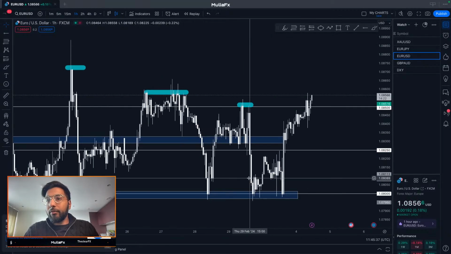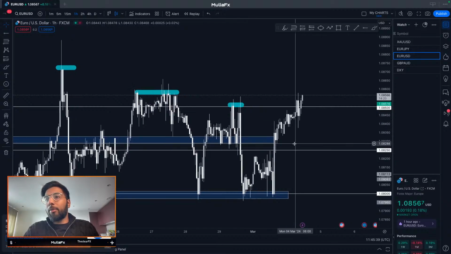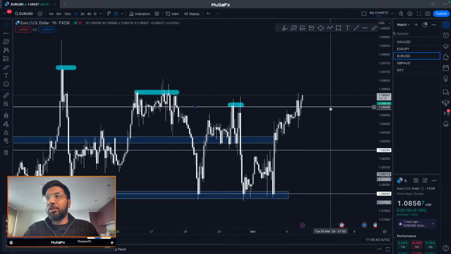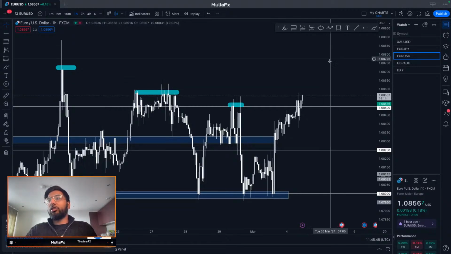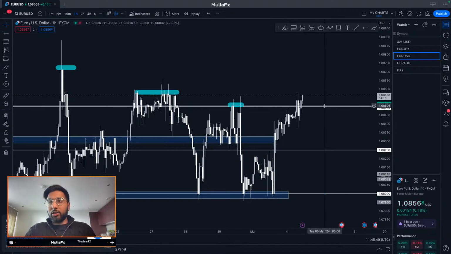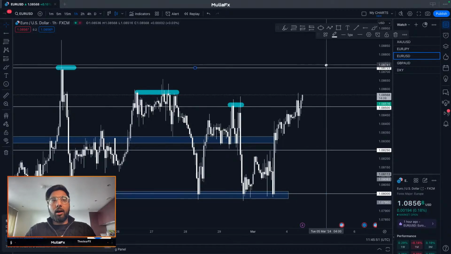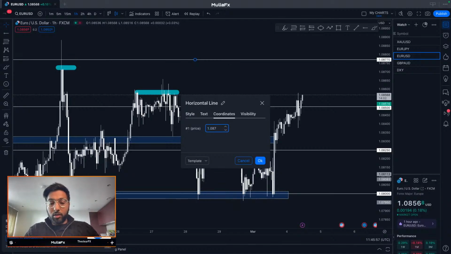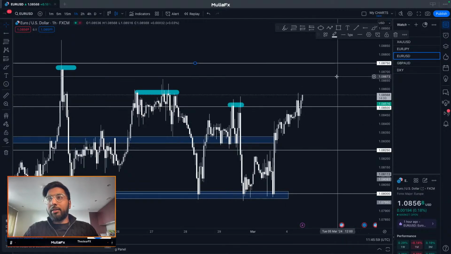Okay. Now, our next level from there was 1.08250 and then 1.08500. The next level of interest is 1.0875, okay? So if I just clone this up here, 1.08750 or 75. We're looking at price to get to this level here for Euro USD.